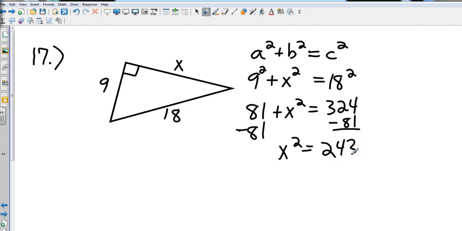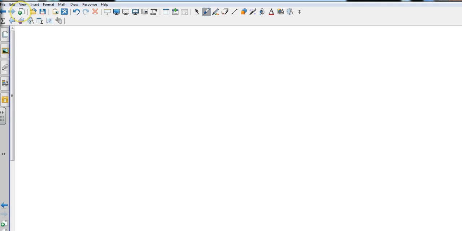In this case, I'm going to take the square root of 243. And that comes out to be 15.588. We notice the instructions don't really say whether we should round it or not, so I'm going to round it. This is approximately 15.6, or 15 6/10. Okay, let's move on to number 18.